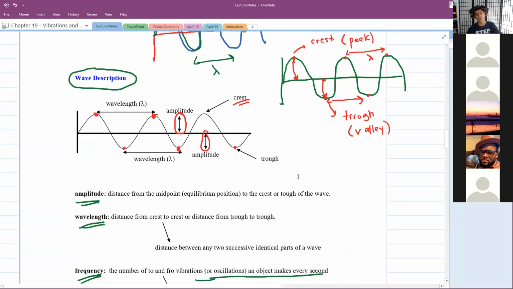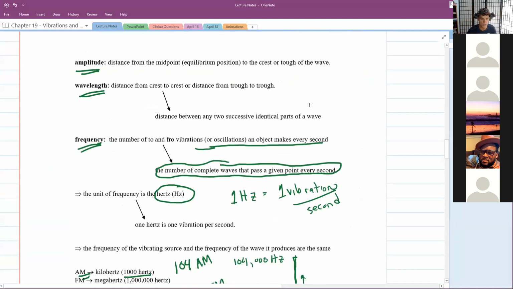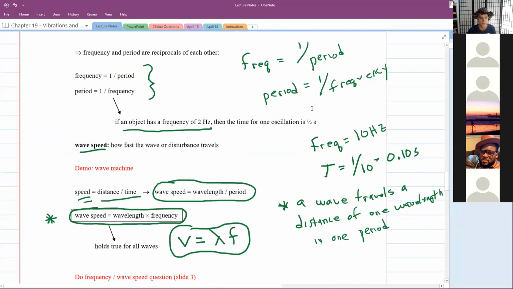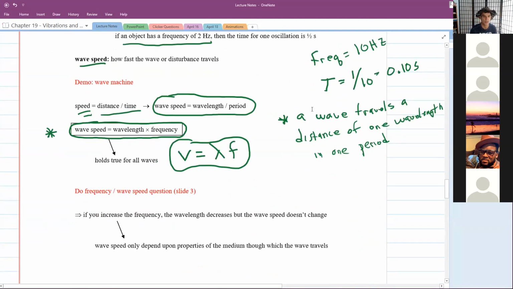A few things we went through. So, the description of a wave, important things: amplitude, wavelength, frequency, period, wave speed. The big equation that applies for all waves is wavelength times frequency equals wave speed.